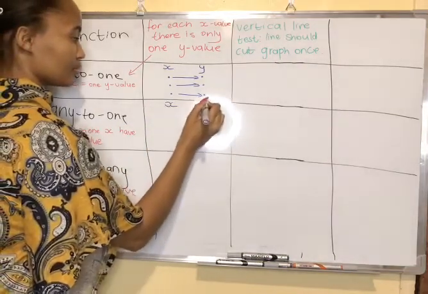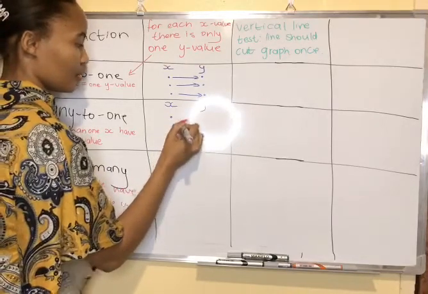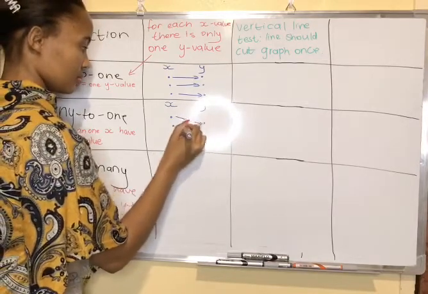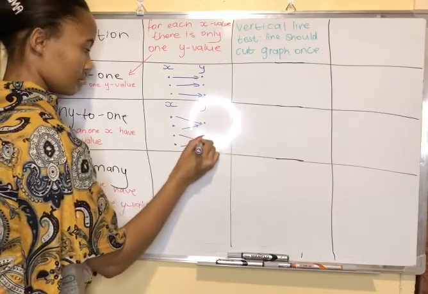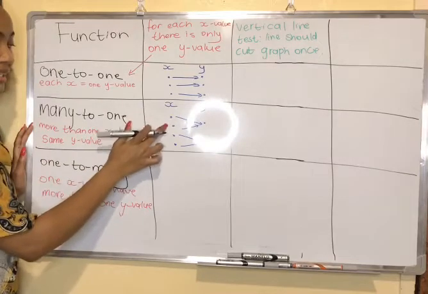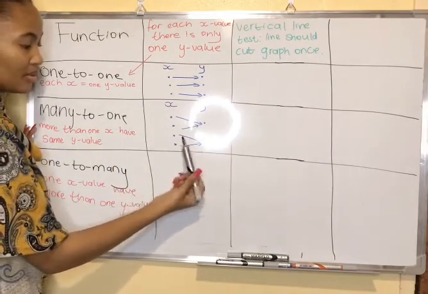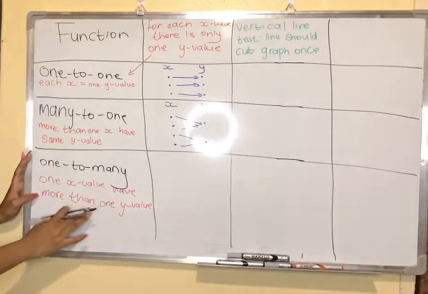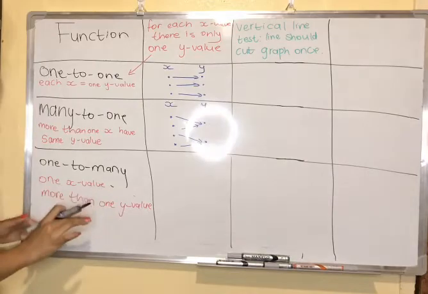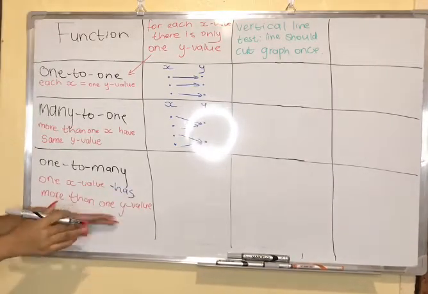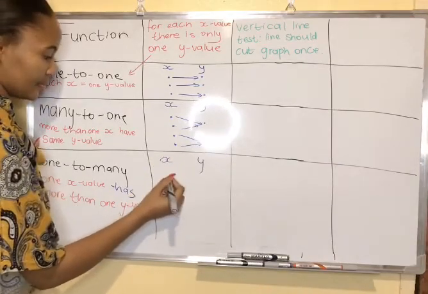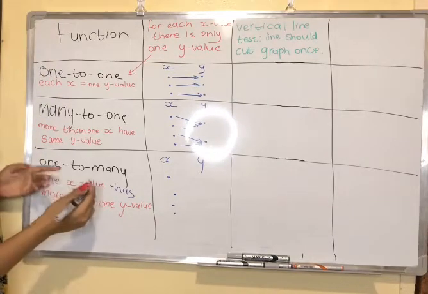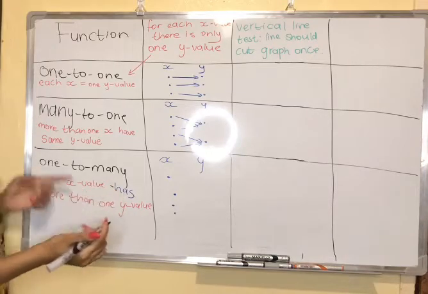I'm going to use 4. So there's more than one x value having the same y. And a one-to-many is when one x value has more than one y value. So x and y, one x value has more than one y value.